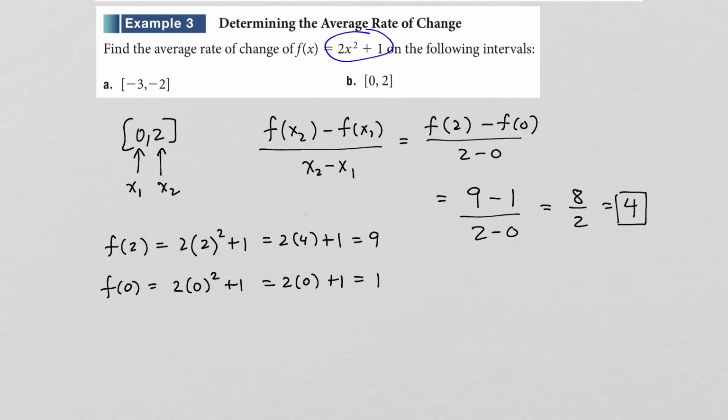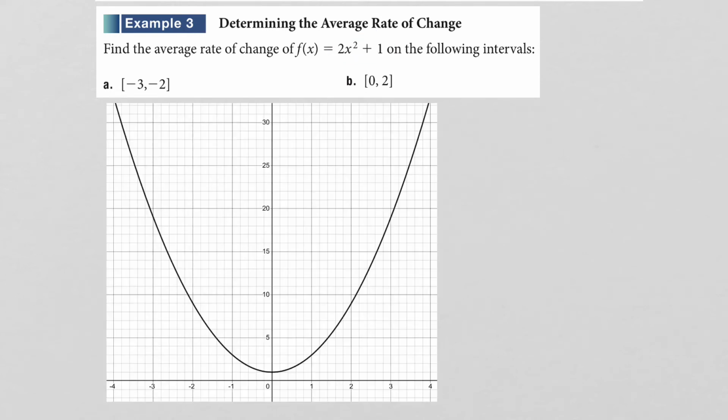Now, I would like to take a quick look at the graph to show you what we did geometrically. So here's the graph of the function f of x equals 2x squared plus 1. I want to take a look at what we did graphically. So what we did is we found the average rate of change on the interval from -3 to -2. Here is -3, here is -2. The function value at -3 is 19. The function value at -2 is 9.